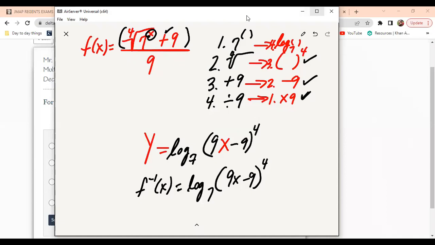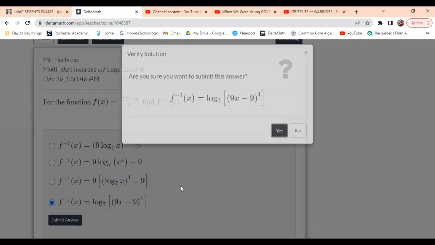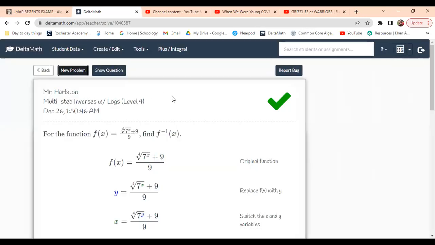So if I go here, what's my answer? Log 7, 9. It's this one right here, the one at the bottom. So this is what I came up with. This is what I think is the answer. Let me submit it. And it tells me that that's right.